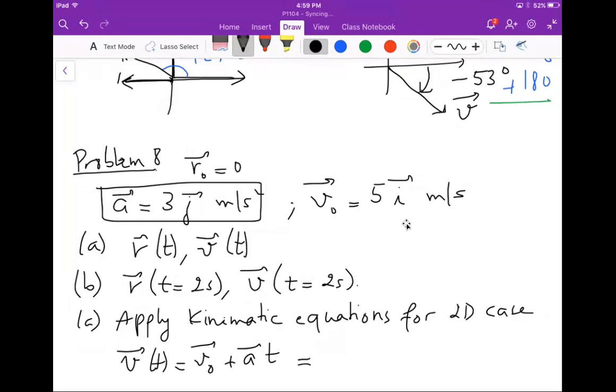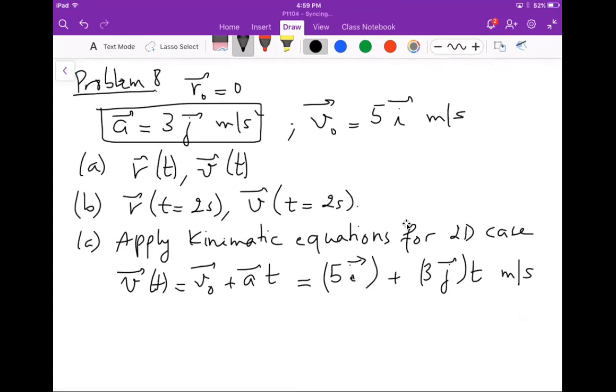So v0 is given by 5i, and a is given by 3j multiplied by t. And so we can simply deduce that this vector velocity v is given by 5i plus 3j meters per second. And this is the velocity. Let me just correct in here so that it's clear enough. So this is the vector i. And so this is the velocity.